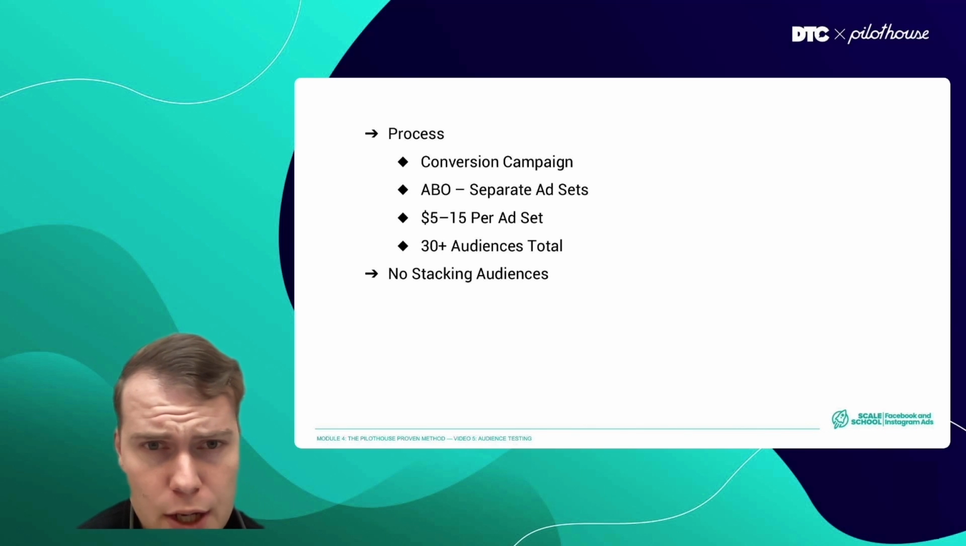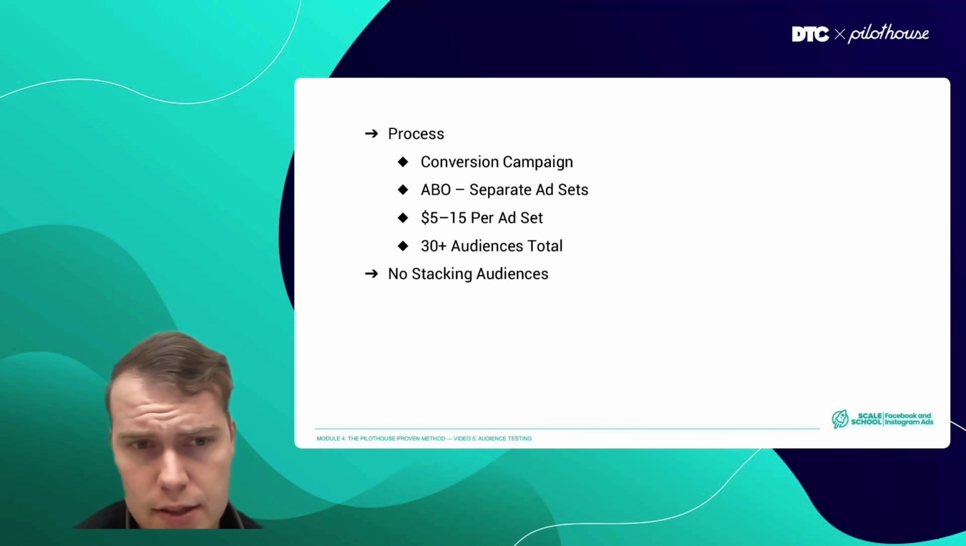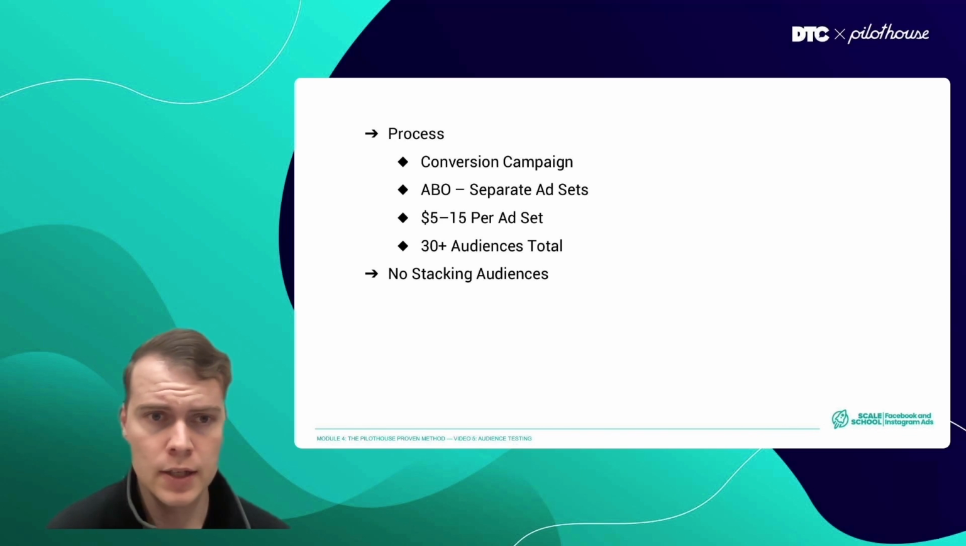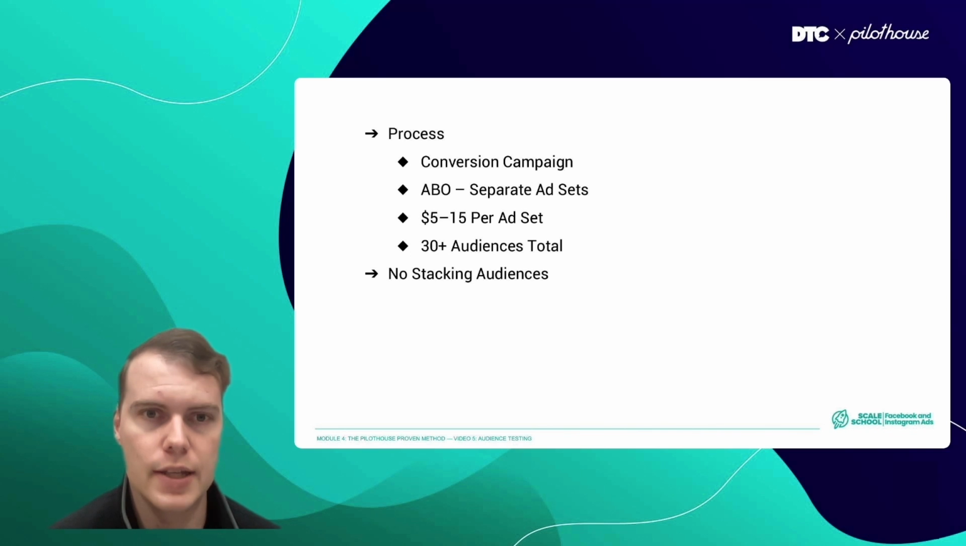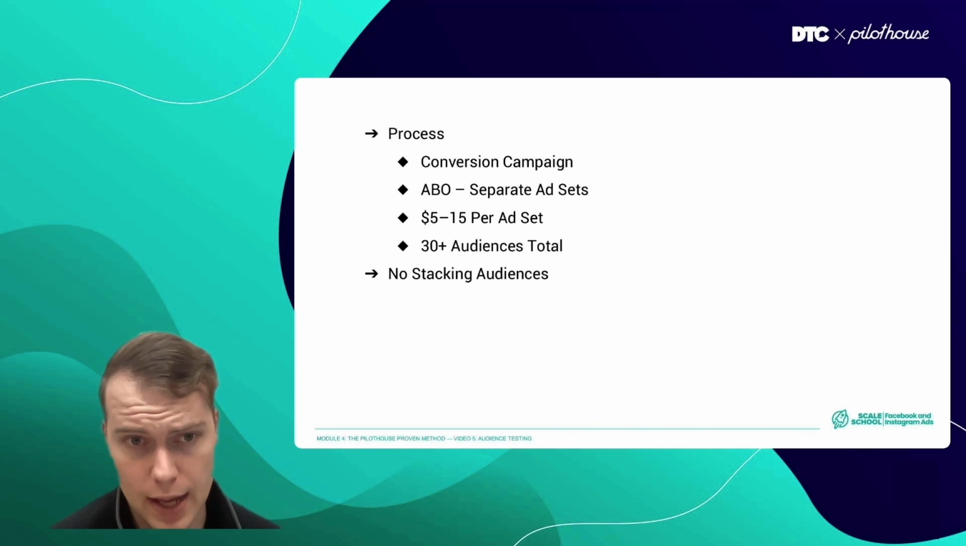You want to run ABO and separate each audience, and each audience essentially is an interest. You can refer to it that way, but you can run different types of audiences. So anyways, you're going to want to run ABO with separate ad sets so that you can ensure each audience is getting an even spend distribution.